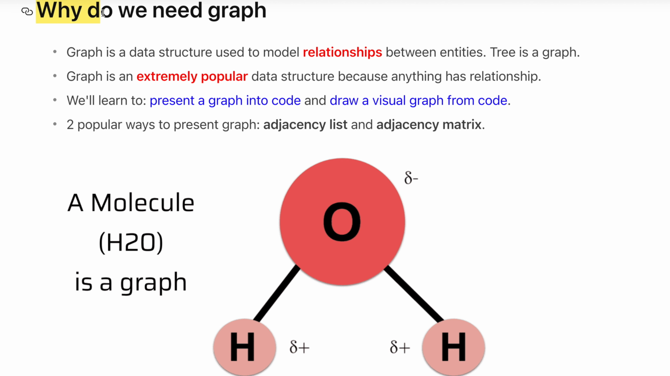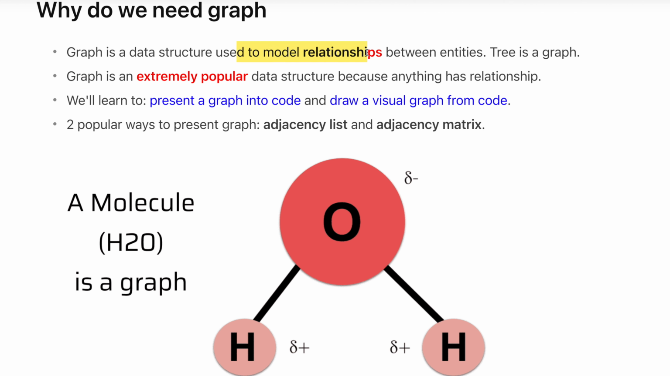You can understand the reason why we need graph data structure by looking at this photo right here. This is a presentation of the H2O molecule, which we commonly know in daily life as water. And this presentation is a graph. By looking at this, you can see that at the smallest and most fundamental level, like atoms and molecules, things have relationships with each other. And this holds true in our world, that anything has a relationship to something. That's why graph is a very popular data structure, and it's also one of the most frequently asked data structures in coding interview problems.